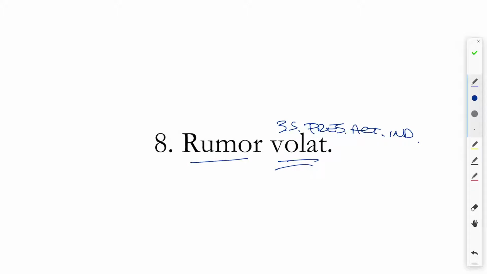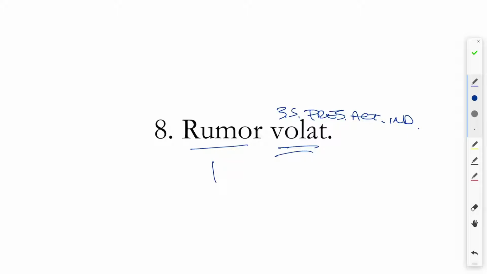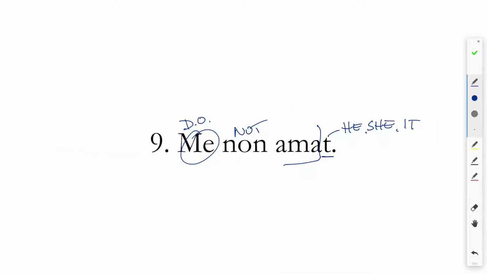Let me go back to this sentence over here. We do have an expressed subject. It is rumor. This is the subject, and it is expressed. It's right there. This one does not have an expressed subject. We have to get it from the verb.